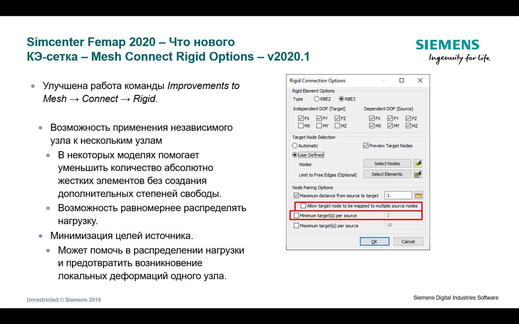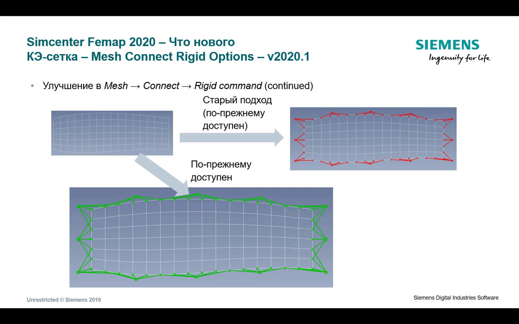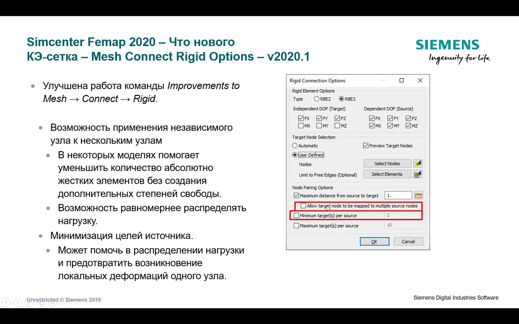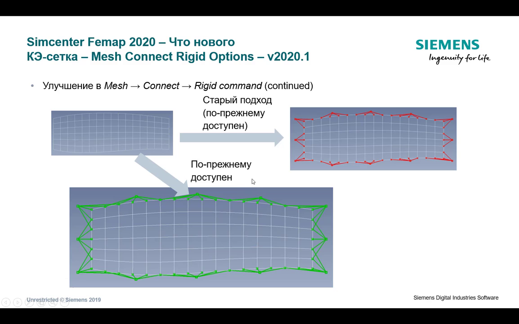The other option we added was minimum targets per source, which again can aid in load distribution and prevent any target nodes from being overly influenced by a single source node. So what did this allow you to do? If you had this particular geometry, the original mesh, which is still available, you just simply would not turn on the allow target to be mapped to multiple source node option. You would get these elements in red.